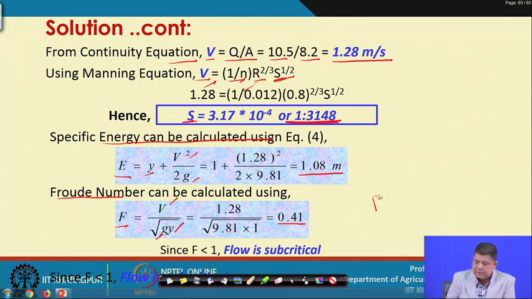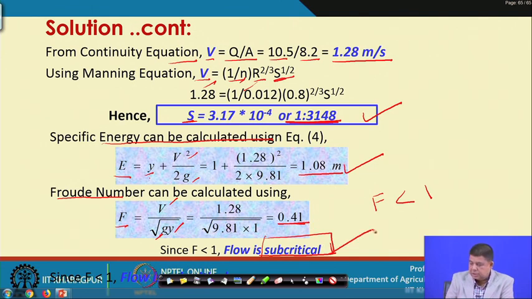If you remember, if Froude number is less than 1, then the flow is subcritical. That we just saw: for critical flow F is equal to 1, for subcritical it is less than 1, and for supercritical it is greater than 1. So, since it is 0.41 here, the flow is subcritical. So, the three answers we have: slope is 1:3148, specific energy is 1.08 meters, Froude number is 0.41, and flow is subcritical.